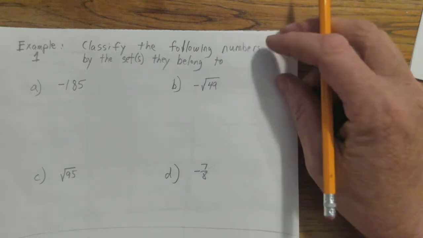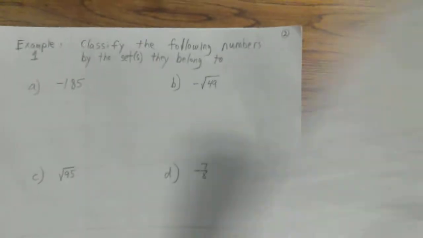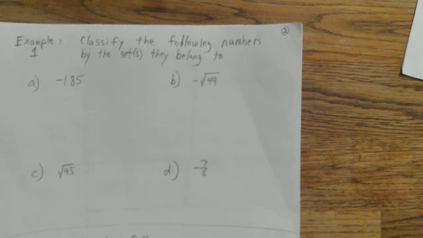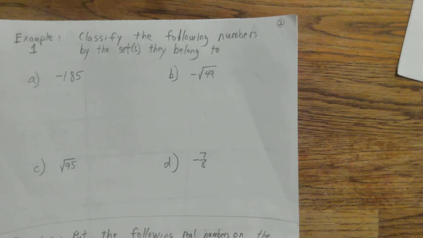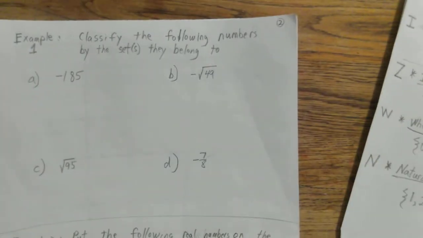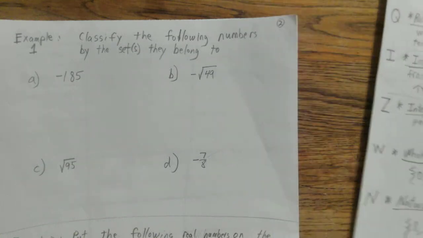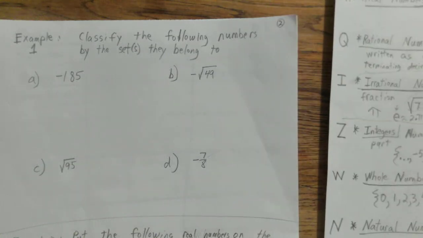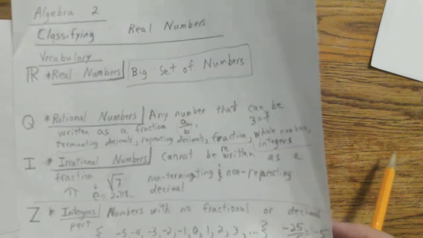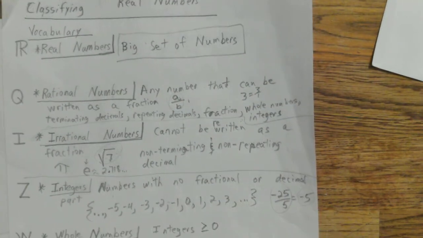This part, we're going to just look at examples of classifying the real numbers using everything we did in the last video, all that vocabulary and everything. Everything that it can belong to. So, negative 185 in its finest or most precise set, I would say it's an integer.